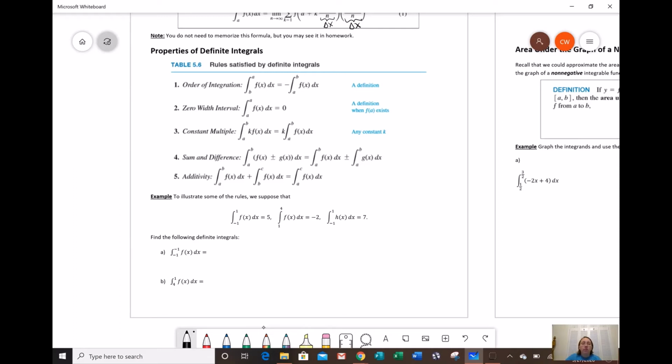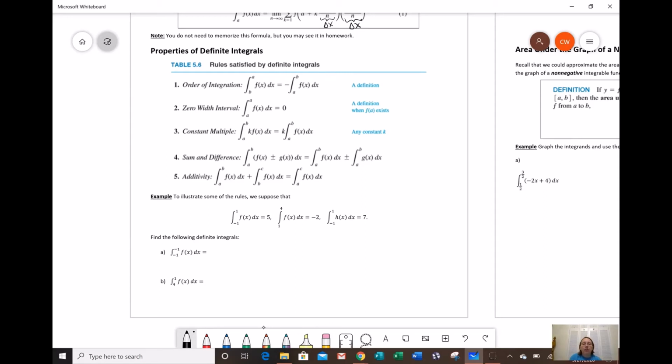Now, if you integrate from a to a, well, that's your x values. If you integrate from a to a, that means you haven't gone anywhere. You can't have any area if you haven't actually got a base to integrate over. So that's why this has 0 area. It's because you haven't integrated anything. You're just integrating a straight line. There's no base, no width.